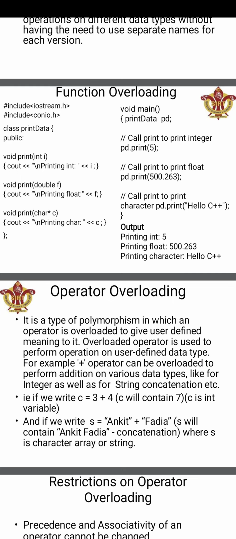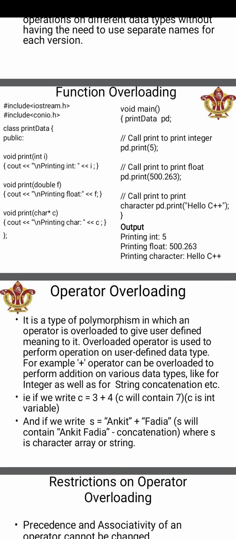Next, we have passed the argument pd.print and 500.263. Now this is the decimal part, so it will be accessing the second function which has got the argument of type double F. So this will access the second function and the output will be printing float and then 500.263.